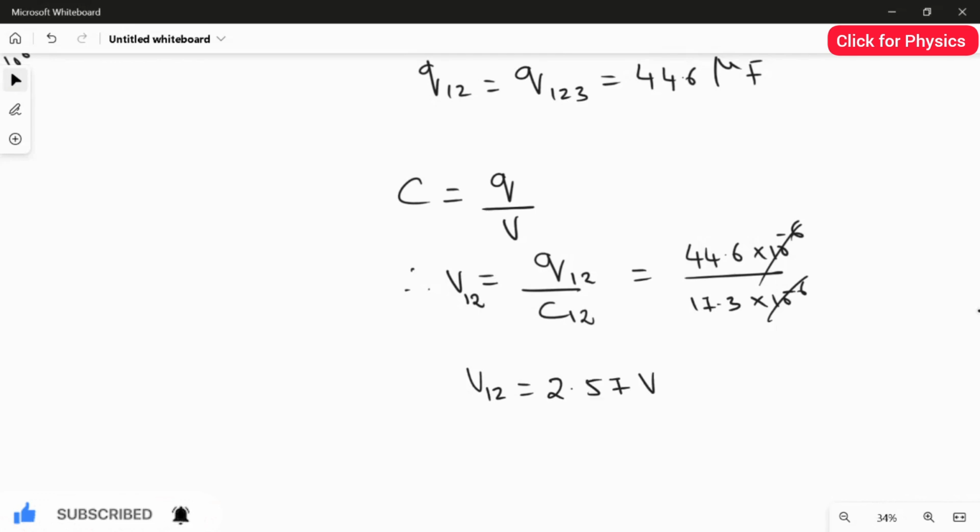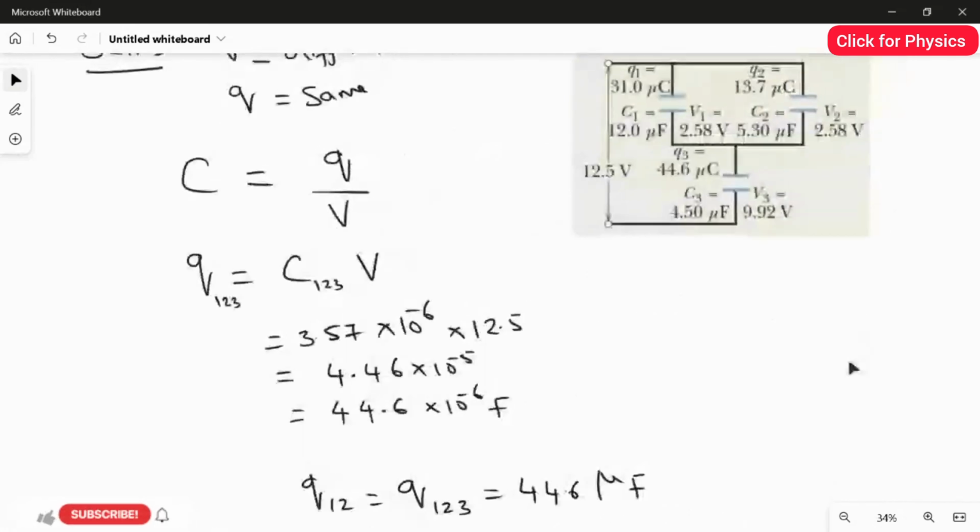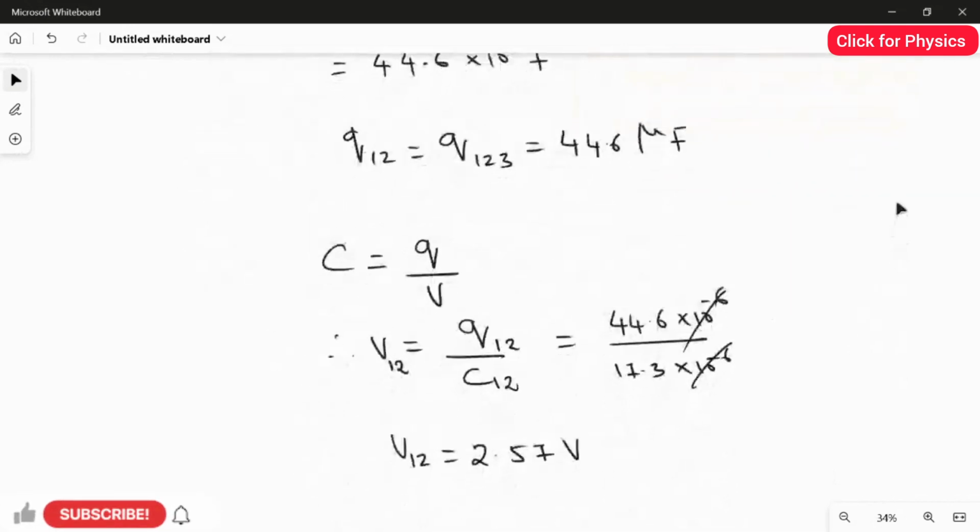2.57 volt. In the circuit diagram, they mentioned 2.58, right? So better I see what is the third digit. Maybe the third digit will be more than 5. So 44.6 divided by 17.3. Yes, actually the third digit is 8. So we can write 2.58.